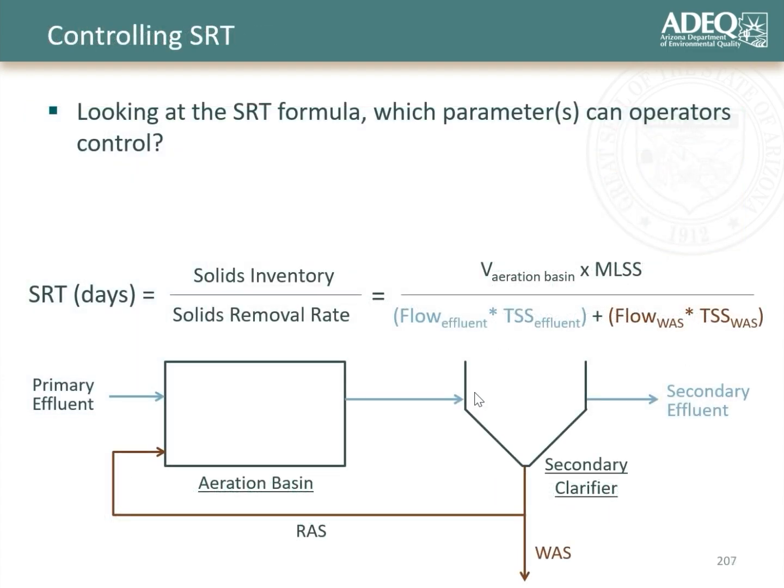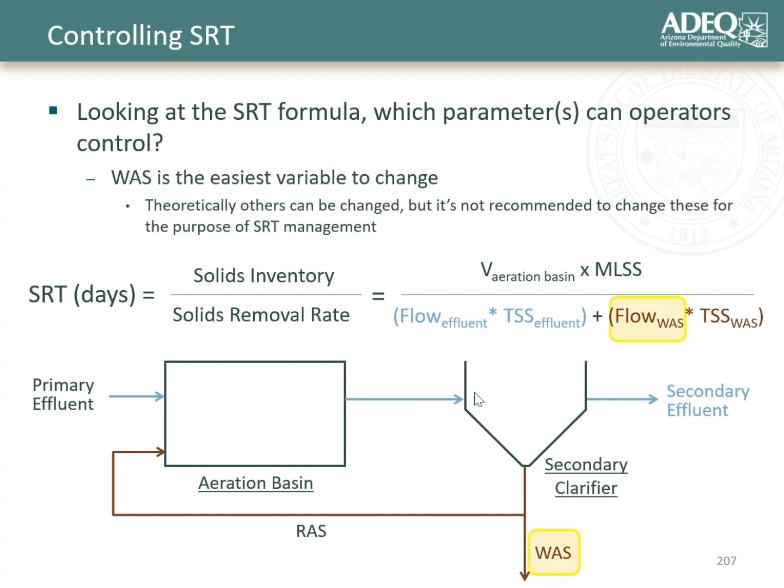So when thinking about this, what is your target, and what is the main parameter that you can control that can help you maintain the SRT that you're shooting for? That is the WAS. Indirectly, you can change the mixed liquor suspended solids concentration. You cannot change the volume of your reactor.